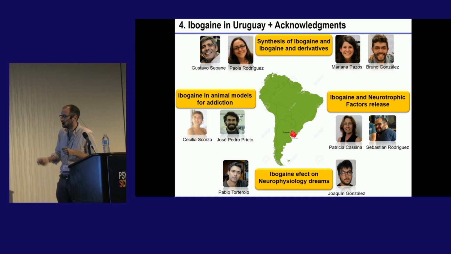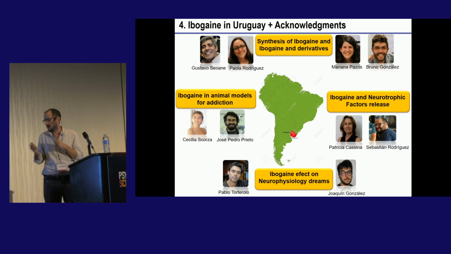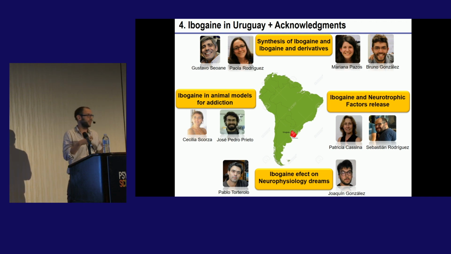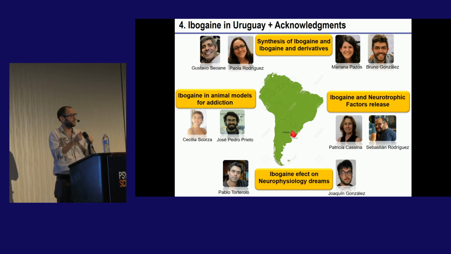And also we are studying in Uruguay the effect of ibogaine on the neurophysiology of dreams. We call ibogaine a dream generator. We have the group of Pablo Torterolo with Joaquin Gonzalez, who are studying what happens in the EEG of different rats with ibogaine, to see what happens with the neurophysiology of the dreams. So this is what we're doing in Uruguay and what I wanted to tell you. Thank you very much.